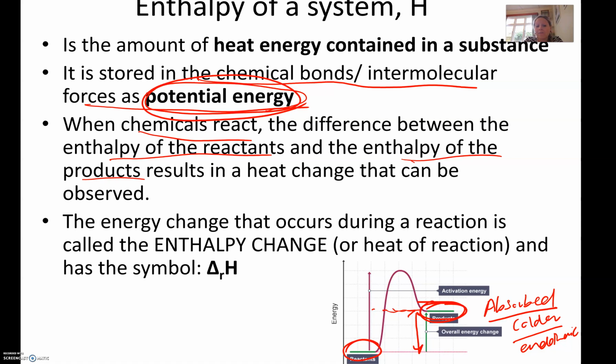Now that energy change that occurs during a reaction is called the enthalpy change, and we often measure the enthalpy change using a temperature change. And the symbol for enthalpy of a reaction, so the R stands for the word reaction, triangle means the change, and H stands for enthalpy. And so that's what we're going to be talking about the whole time. So what's the enthalpy difference between the reactants and the products?